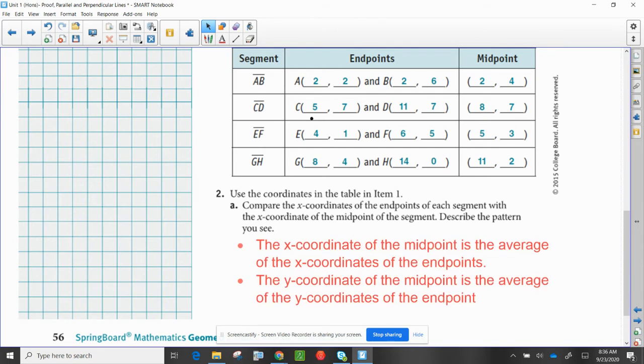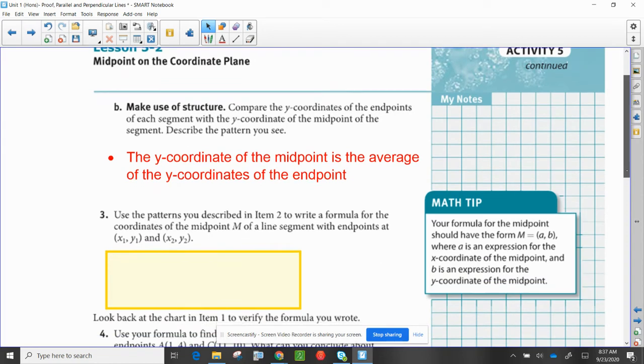Well, if you look at it, the x-coordinate of the midpoint is the average of our x values. So, for example, 5 plus 11, that's 16. So the average, divided by 2 since we have 2 points, would be 8. 7 plus 7 is 14. So if I average that by dividing by 2, I get 7. So the x-coordinate and the y-coordinate of the midpoint are always the averages of our endpoints, and that's how we find a midpoint. So I'm just going to jump to number 3 here.